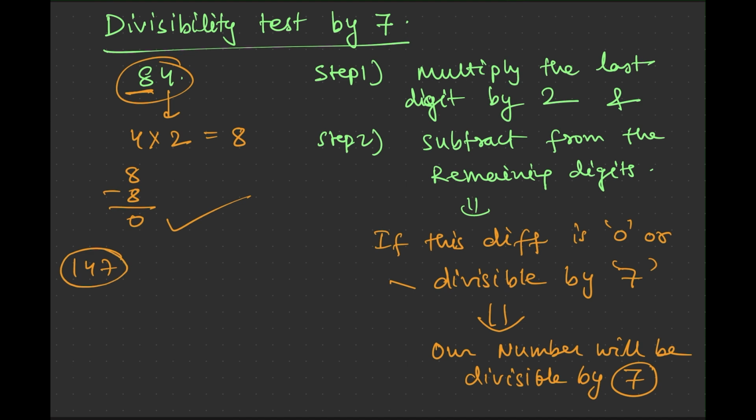147, so here the last digit is 7, we will multiply it by 2, we get 14, and if we subtract 14 from the remaining digits, we get 0, hence 147 is also divisible by 7.